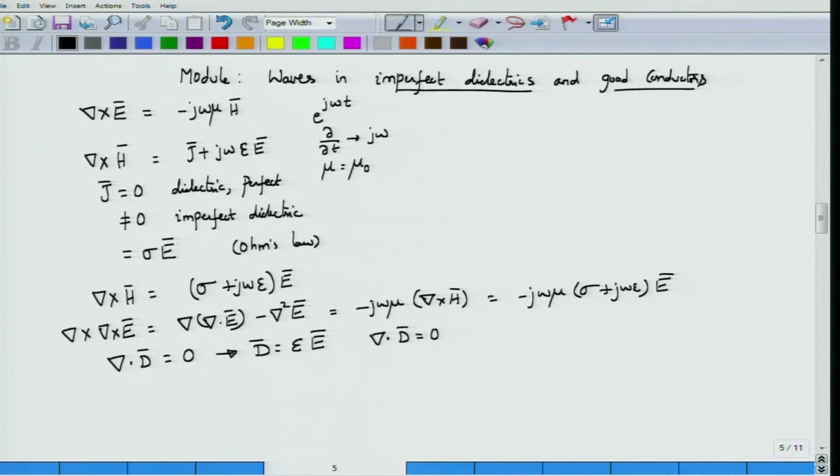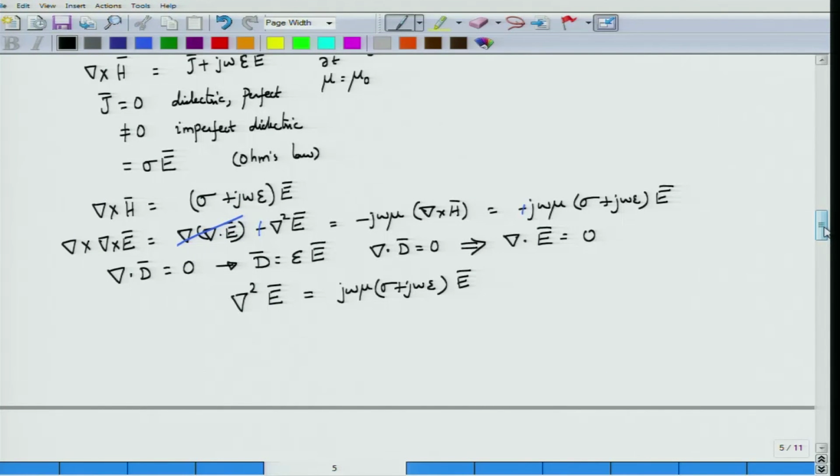Because of that, del dot D equal to 0 still implies del dot E equal to 0, and as such this term del of del dot E can be made equal to 0. There is a minus sign on the right hand side and a minus sign on the left hand side, they cancel each other, so what you get is an equation describing how the electric field E will change inside an imperfect dielectric, given as j omega mu into sigma plus j omega epsilon times electric field E.